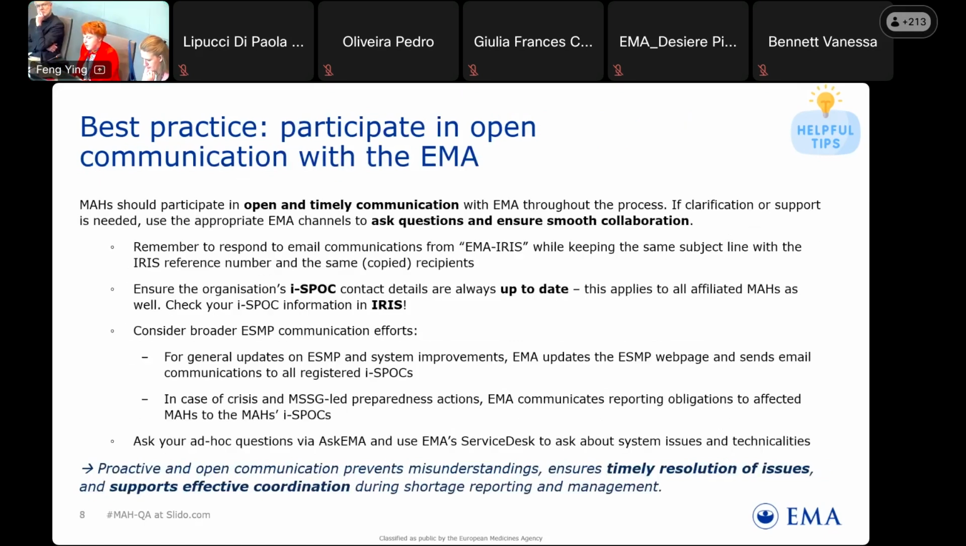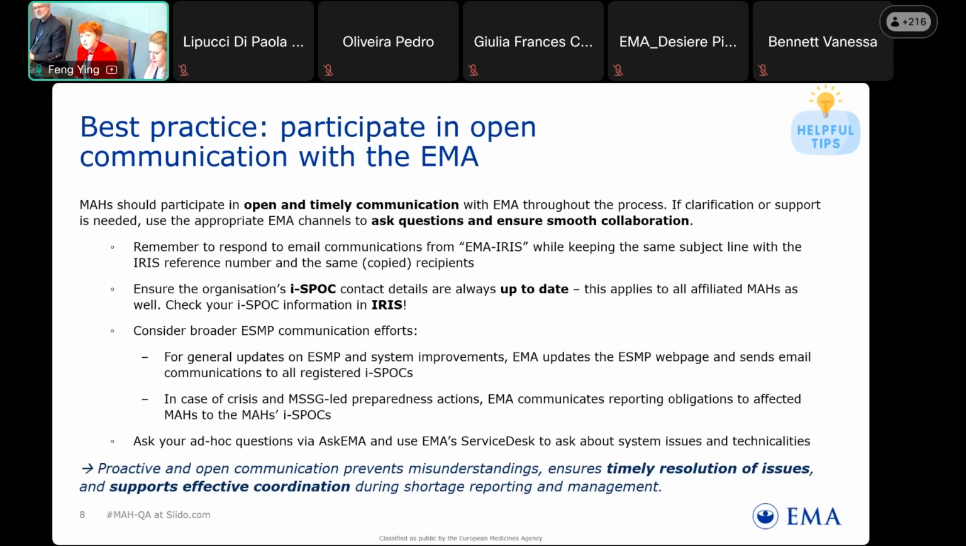And my last slide, participate in open communication with the EMA. So what does that mean? It means that you might get emails from us asking you additional questions. So do please participate in that communication with us because we try to get as much information as soon as possible, and use the appropriate EMA channels to ask questions and ensure smooth collaboration. And in all the guidance documents that we have, there's a section which explains more on how you can ask questions, how you can report issues. So all of that is listed there.